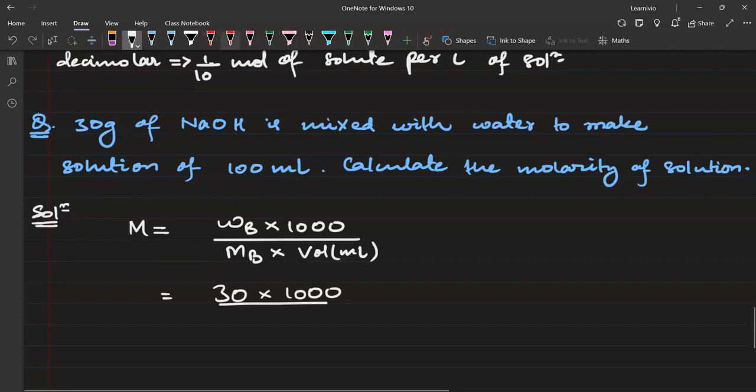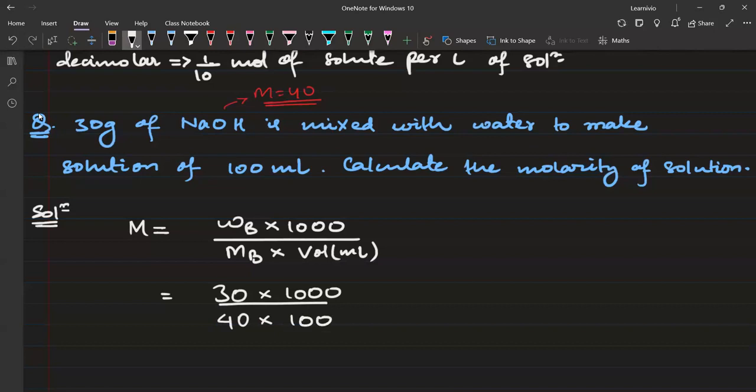चलिए मान लेते हैं आपको दिया हुआ हो, ठीक है ना, इसका मोलर मास इज इक्वल टू 40. ठीक है, अगर नहीं तो you should know it though. 23 + 1 for hydrogen and 16 for oxygen will be 40. 40 into what is the volume of solution? What is the volume of solution, Noha? 100 ml. 100 ml. Now you can solve this, yes or no?